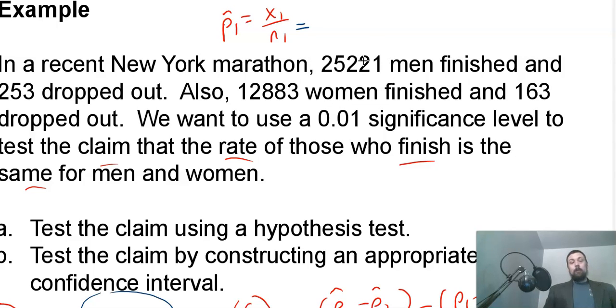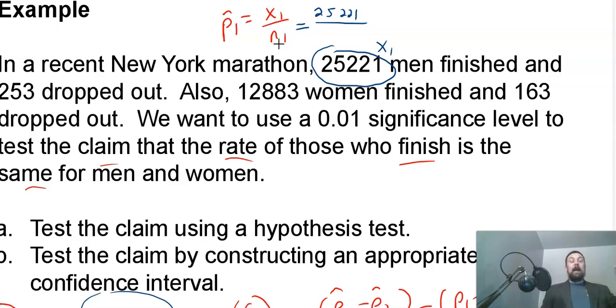But this isn't the total number of men in the race. This is the total number of men who finished the race, which means this is my number of successes. So I wasn't given N, right? I was given X for the men who participated in the race, but not N. I have to calculate N in this case, right? So the number of successes is 25,221. That's how many people finished the race.